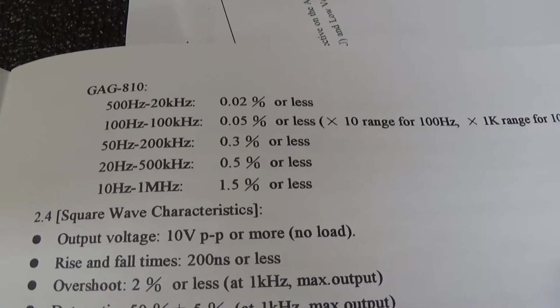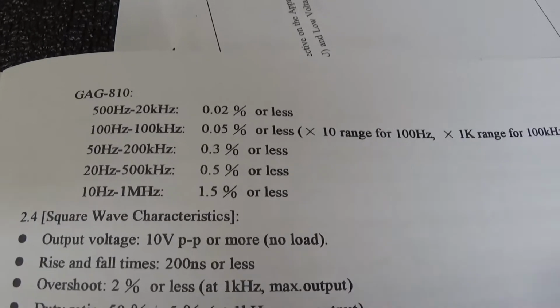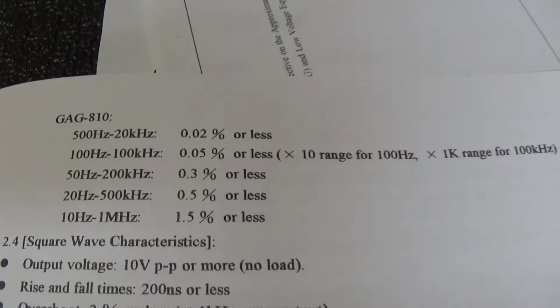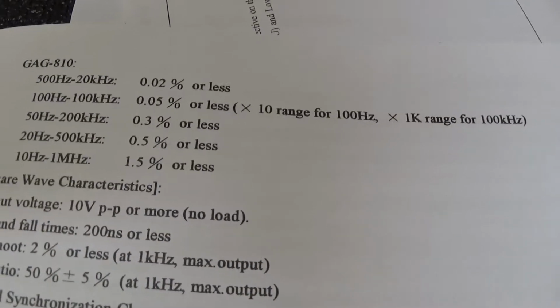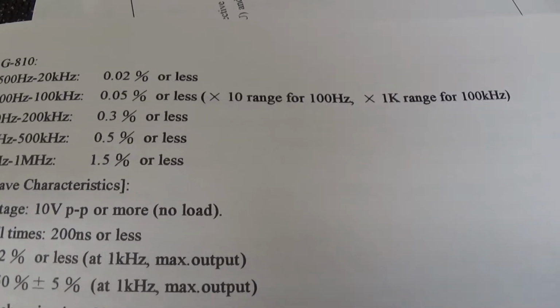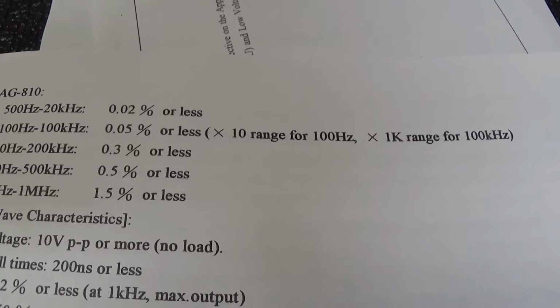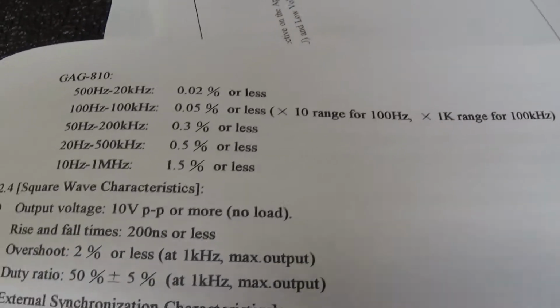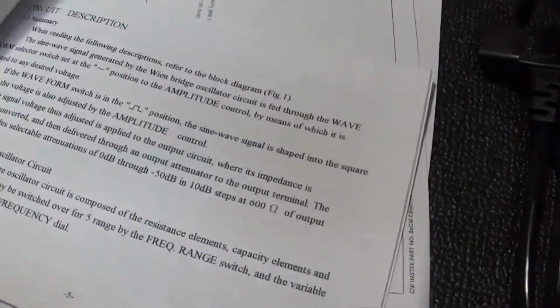Like that movie, Spinal Tap, where you go to 11. I want the model GAG-811. The dial would go higher, I guess. I don't know. So there's the distortion for the GAG-810, which is 0.02. That's what I'm looking for, man. That's why I'm here. And I'm going to measure it, too. Nice big letters. Look at that.